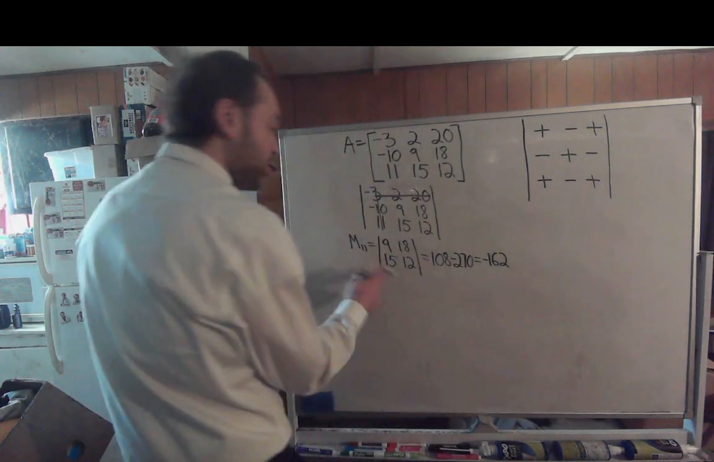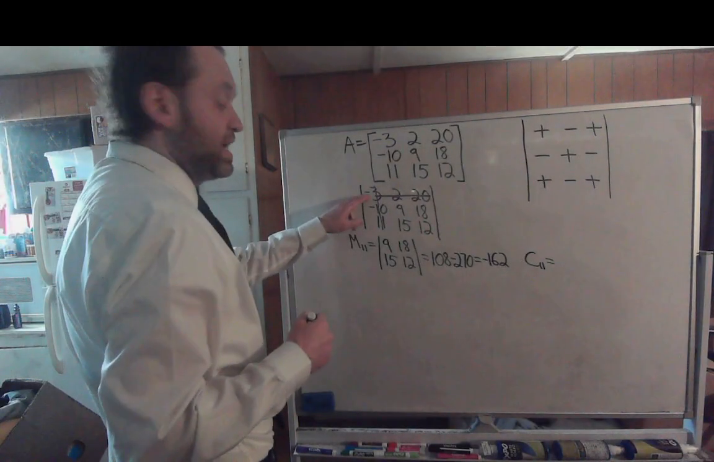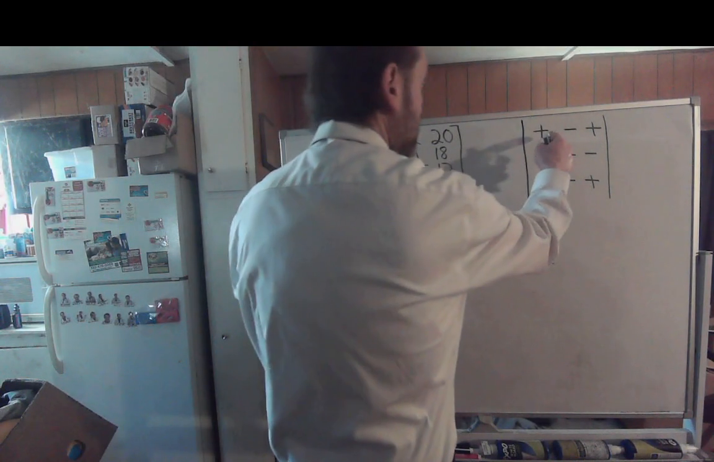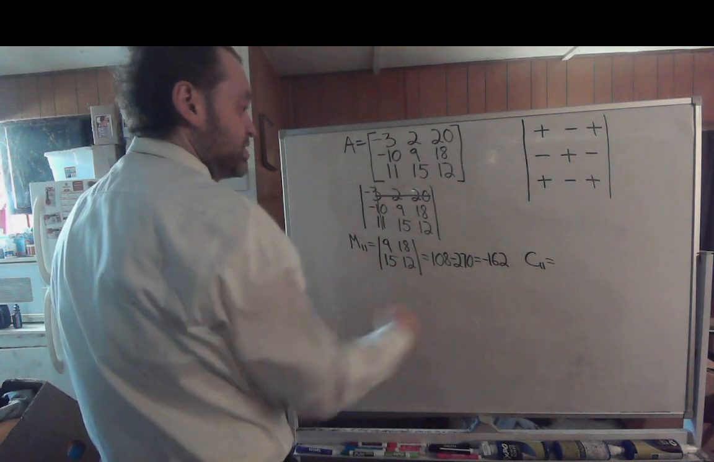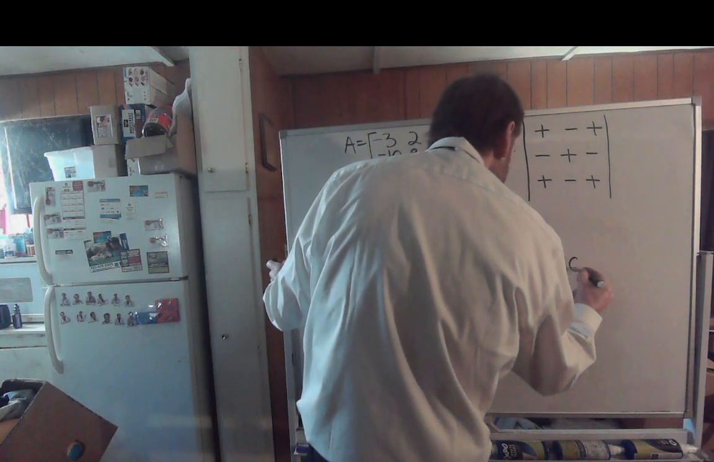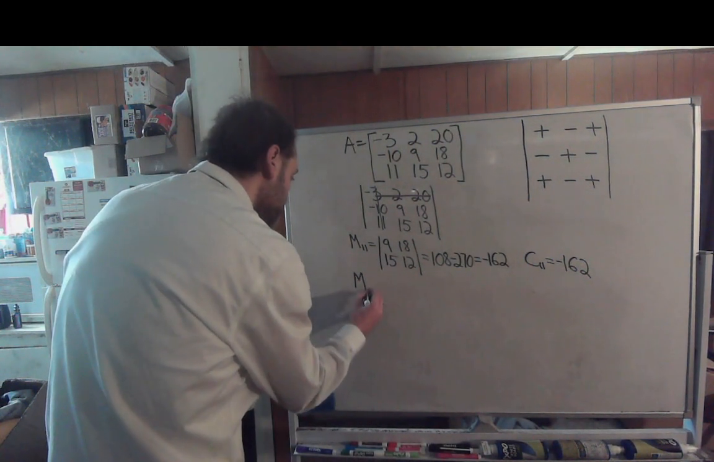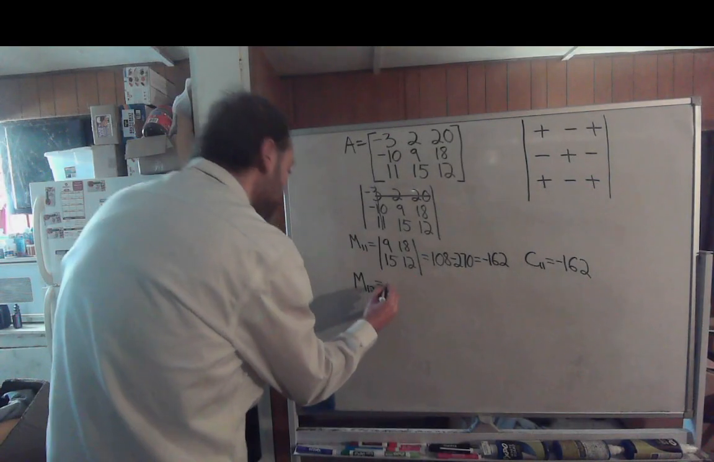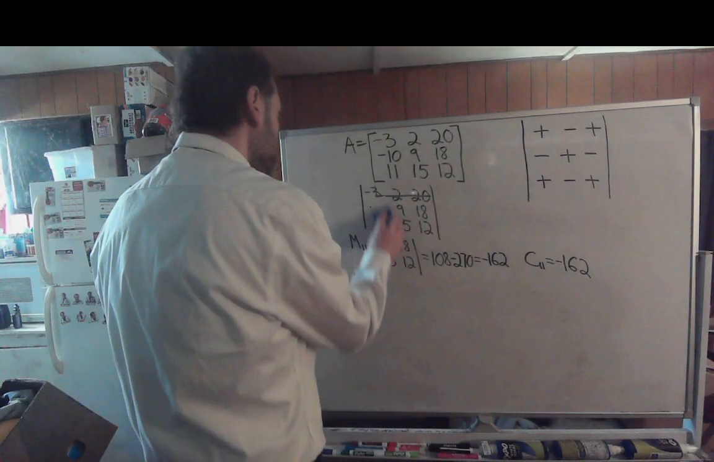So that's minor 1, 1. Let's find cofactor 1, 1. So according to where that negative 3 is in the matrix, I should have a positive result of my minor 1, 1. So positive negative 162 is still negative 162. Now let's proceed to finding minor 1, 2. So let me rebuild this here a little bit.